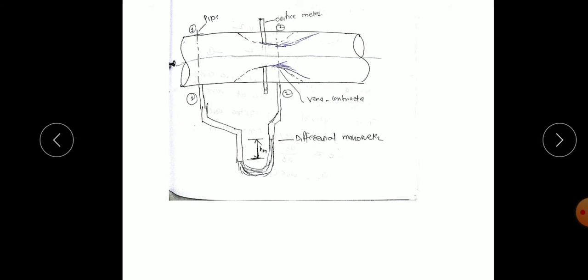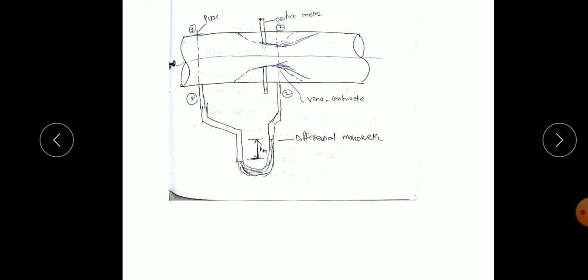used. So the height of the mercury or any liquid shows the head difference between these two points. At point 1, pressure will be maximum. This will displace the manometric fluid on this side. So we can measure the differential pressure, and accordingly that can be used to find the velocity.